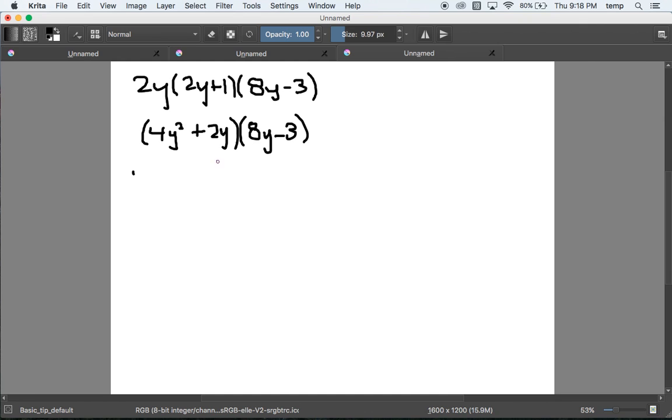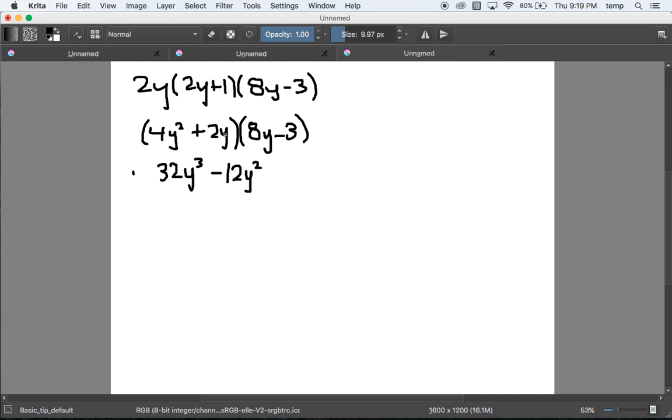And now we can use our FOIL method again, right? So we'll take 4y squared times 8y. So 4 times 8 is 32. Y squared times y is y cubed. Next, we'll take our outside terms. 4y squared times negative 3. Well, 4 times negative 3 is negative 12. And we have our y squared.